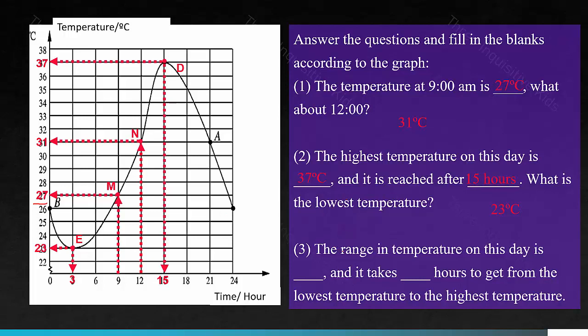Number 3. The range in temperature on this day is blank, and it takes blank hours to get from the lowest temperature to the highest temperature. So what is the range in temperature? Well, all you have to do is subtract the lowest temperature from the highest temperature. You get 14 degrees Celsius because 37 minus 23 equals 14. And in order to get from the lowest temperature to the highest temperature, it takes 12 hours. 15 minus 3 equals 12.